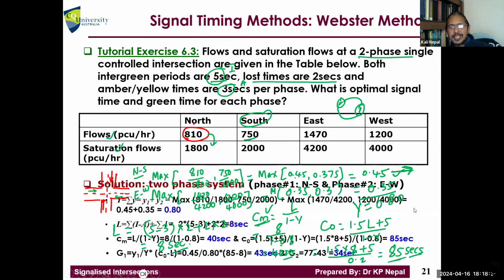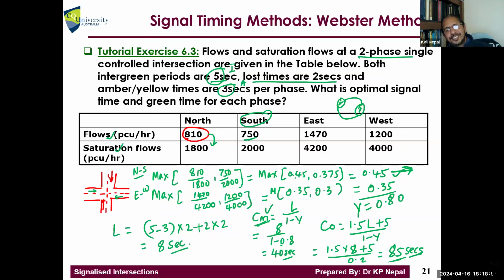Sorry, I wrote over. I think I have the solution here. And that looks okay. Yeah. 85 seconds is the optimal cycle time. The green time they get is 43 seconds and 34 seconds, right? So that's how the total is 85, because the lost time is 8 seconds. Yeah, good.